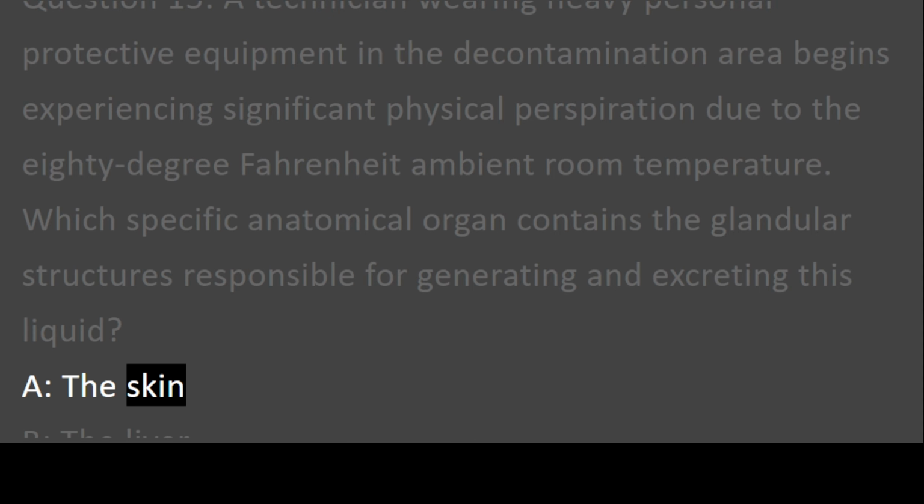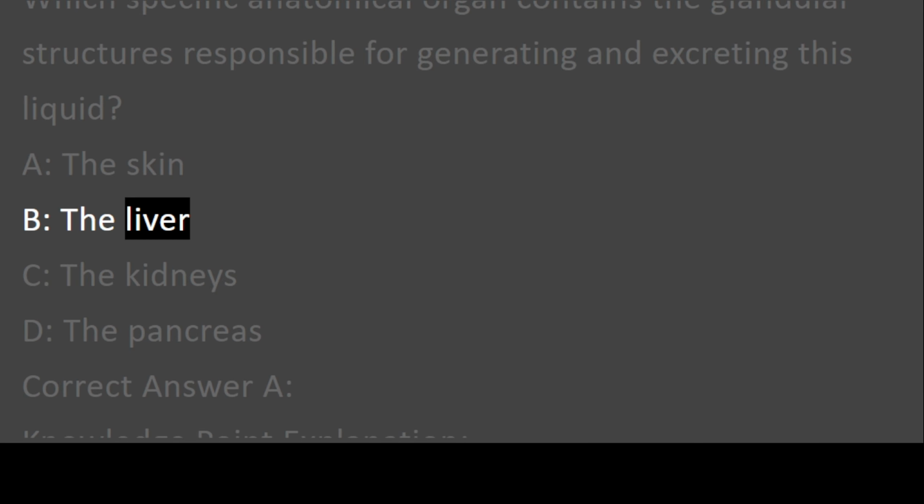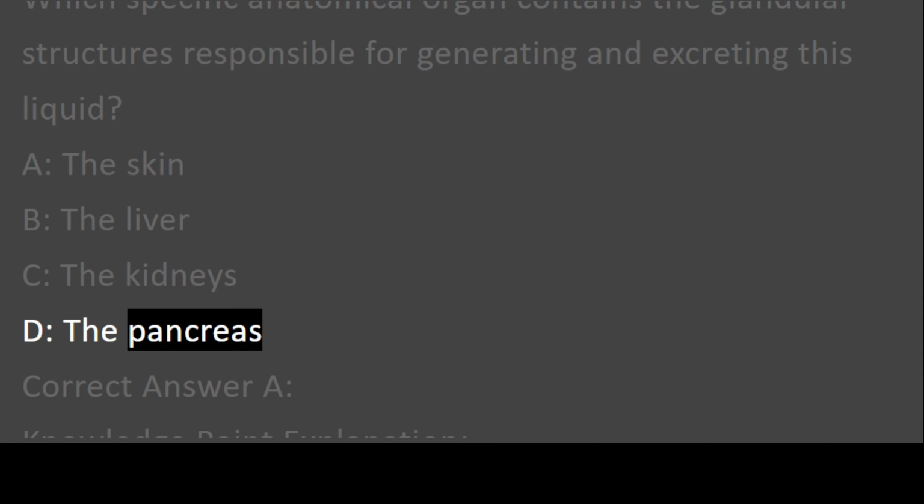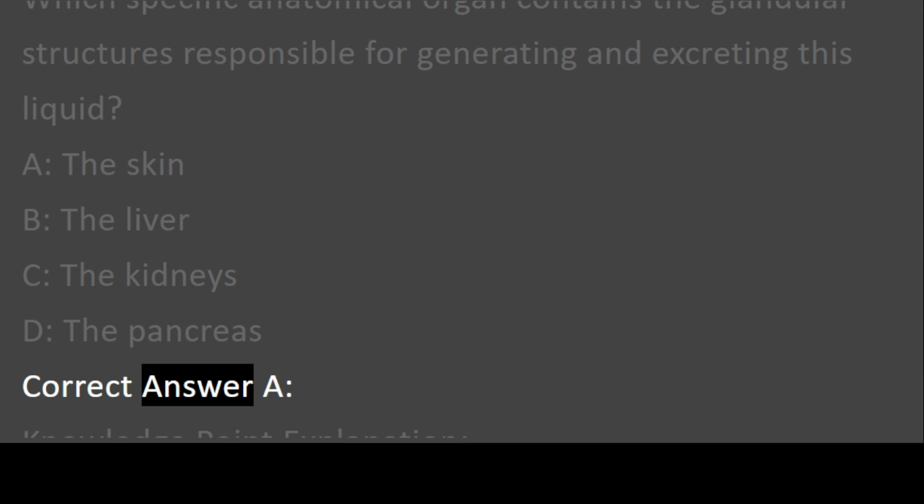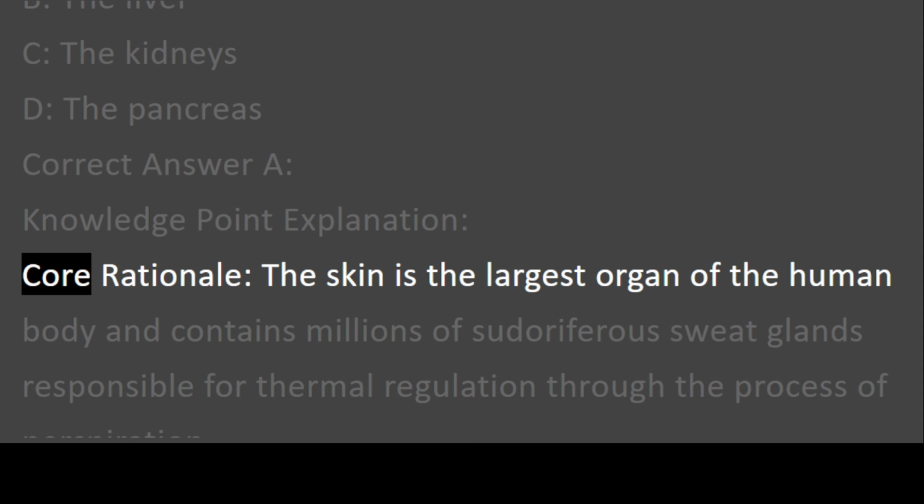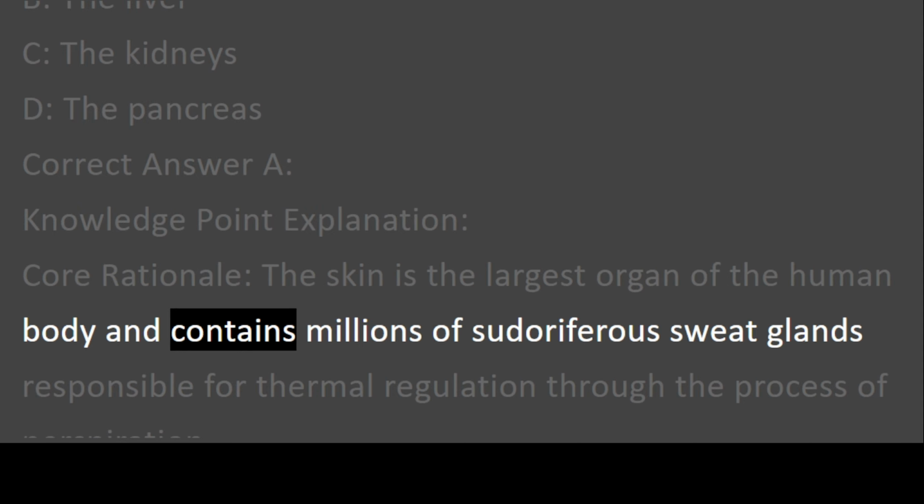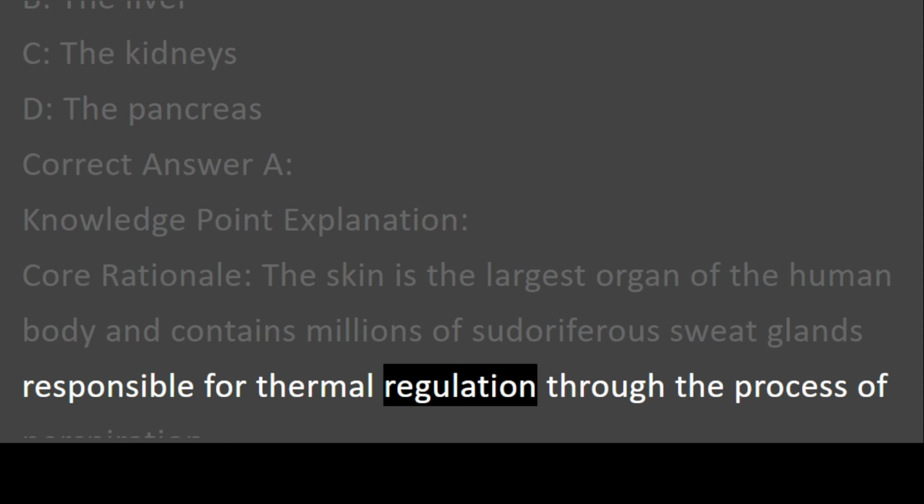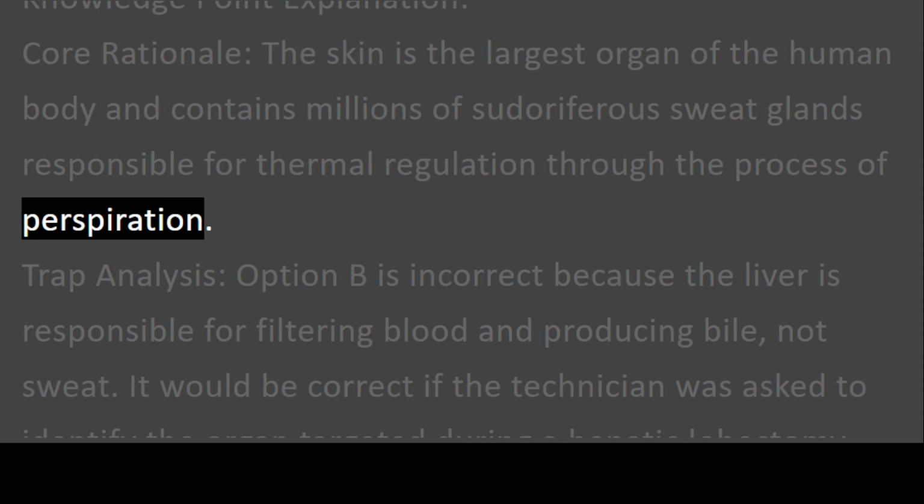A. The skin. B. The liver. C. The kidneys. D. The pancreas. Correct answer A. Knowledge point explanation. Core rationale. The skin is the largest organ of the human body and contains millions of sudoriferous sweat glands responsible for thermal regulation through the process of perspiration.